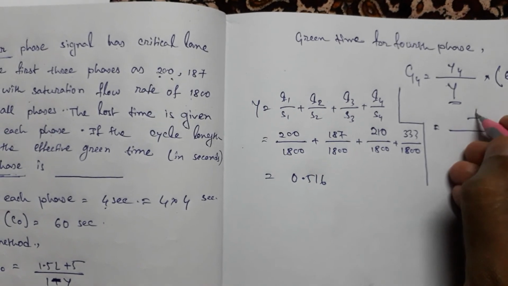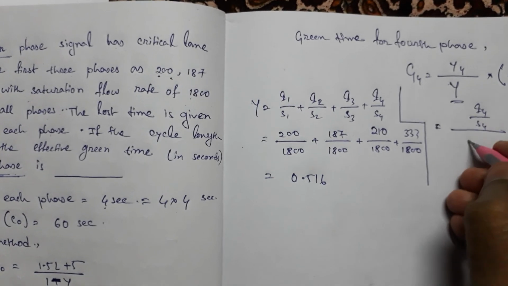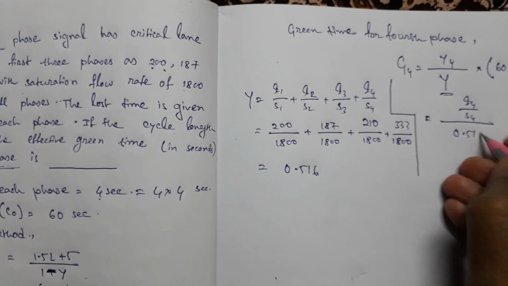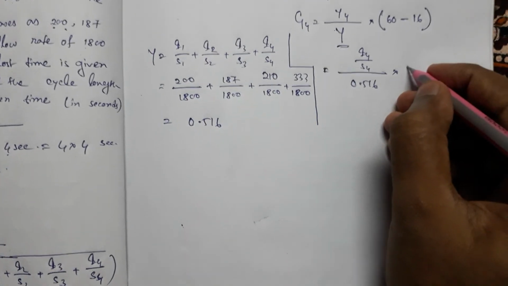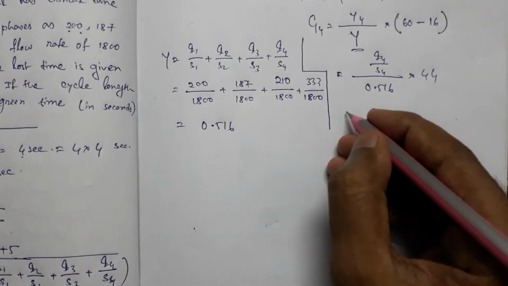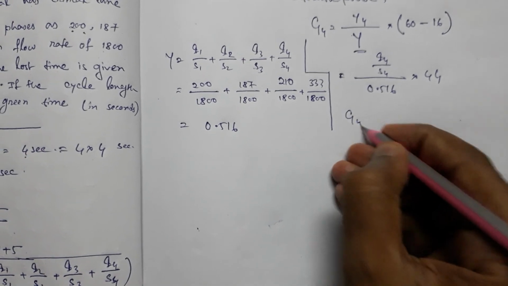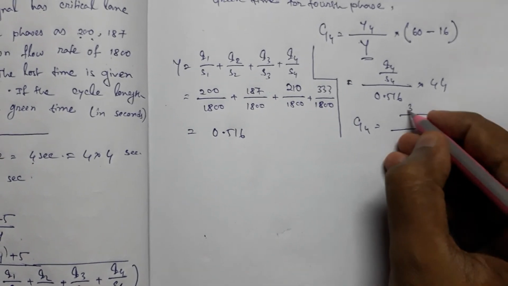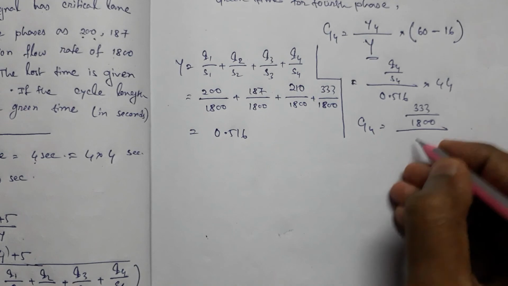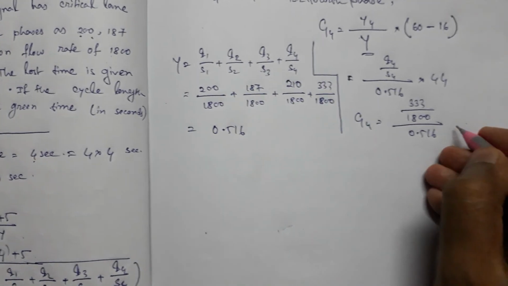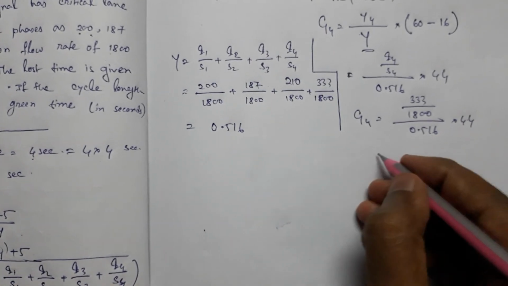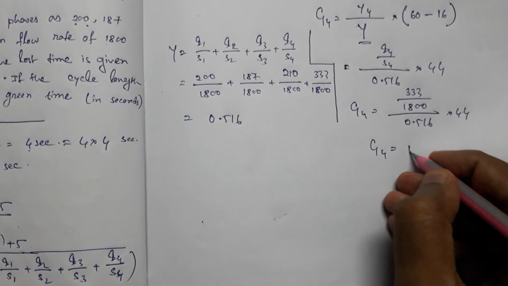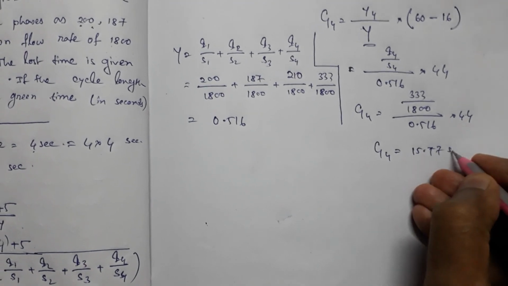Now Y4 divided by 0.516 into 44, and G4 will be 15.77 seconds.